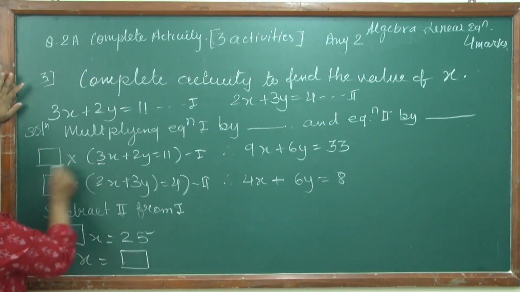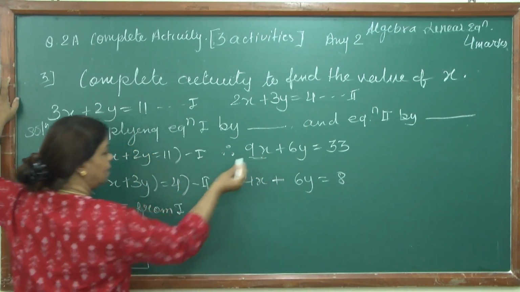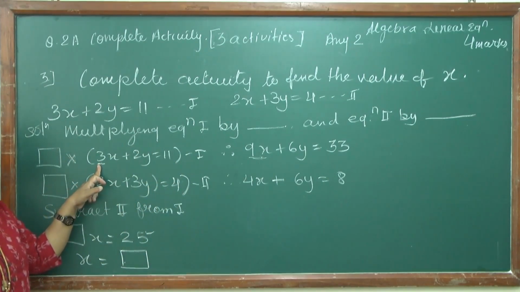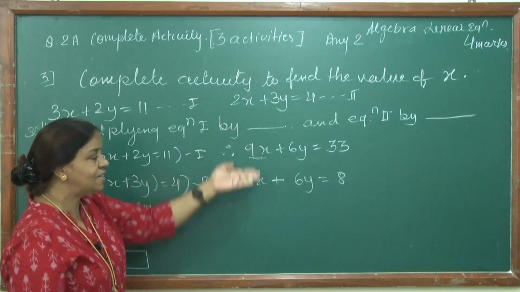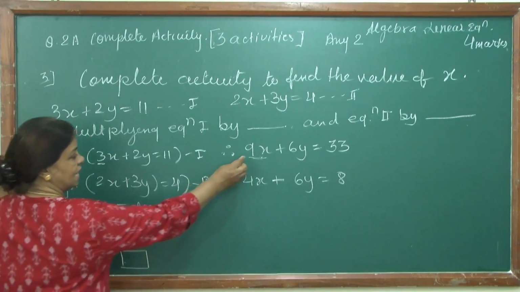Here what is there? 3. And here now what is there? 9. How did you get 9? By multiplying this number by 3. If you multiply, you look at this. So here only the answer is hidden. The answer is hidden in the activity itself. See, here 9 is there.